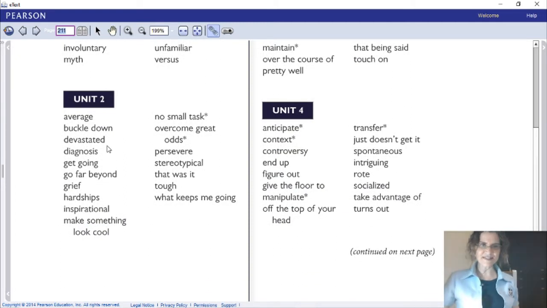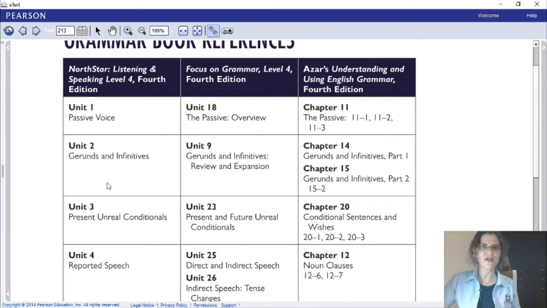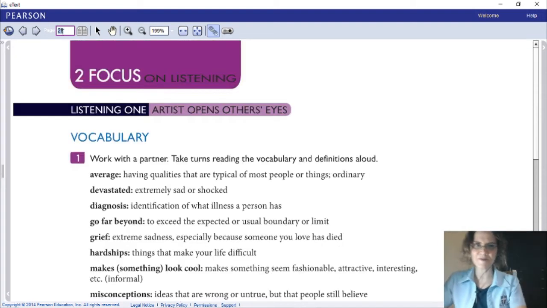Average, buckle down, devastated, diagnosis, get going, go far beyond, grief, hardships, inspirational, make something look cool, no small task, overcome great odds, persevere, stereotypical. That was it. Tough, what keeps me going. Okay, those are the words that we focus on for this unit. And then we've got the grammar going for unit 1 is gerunds and infinitives. Gerunds and infinitives. Awesome. Okay, that brings us back to page 28.